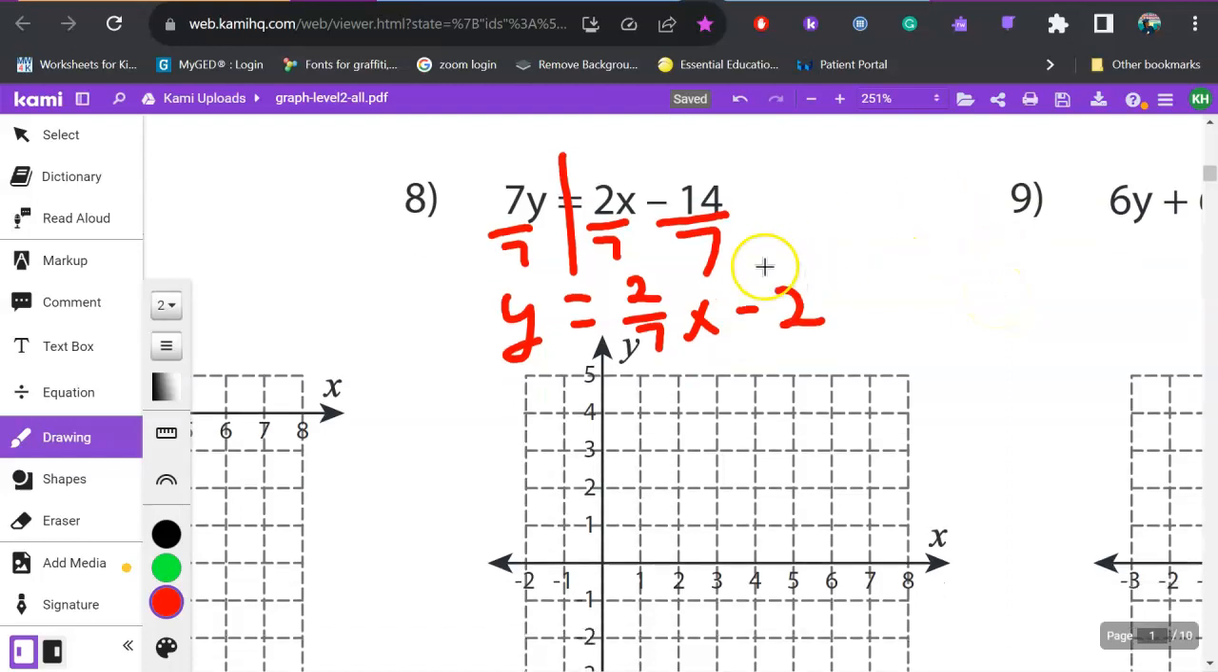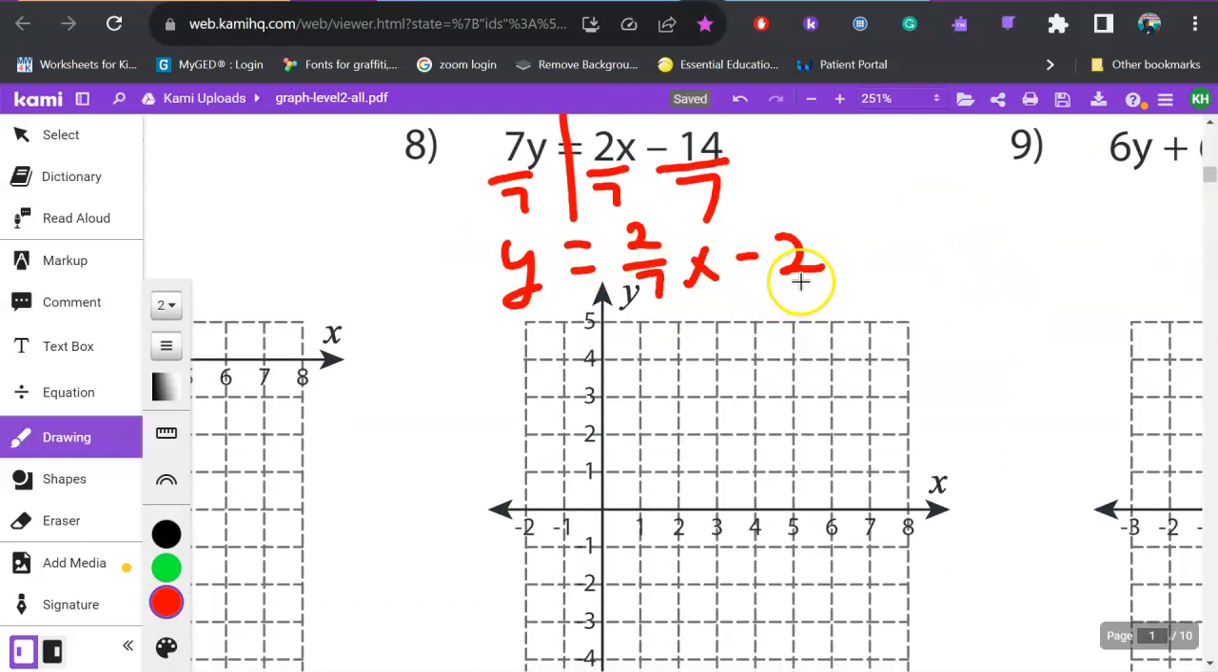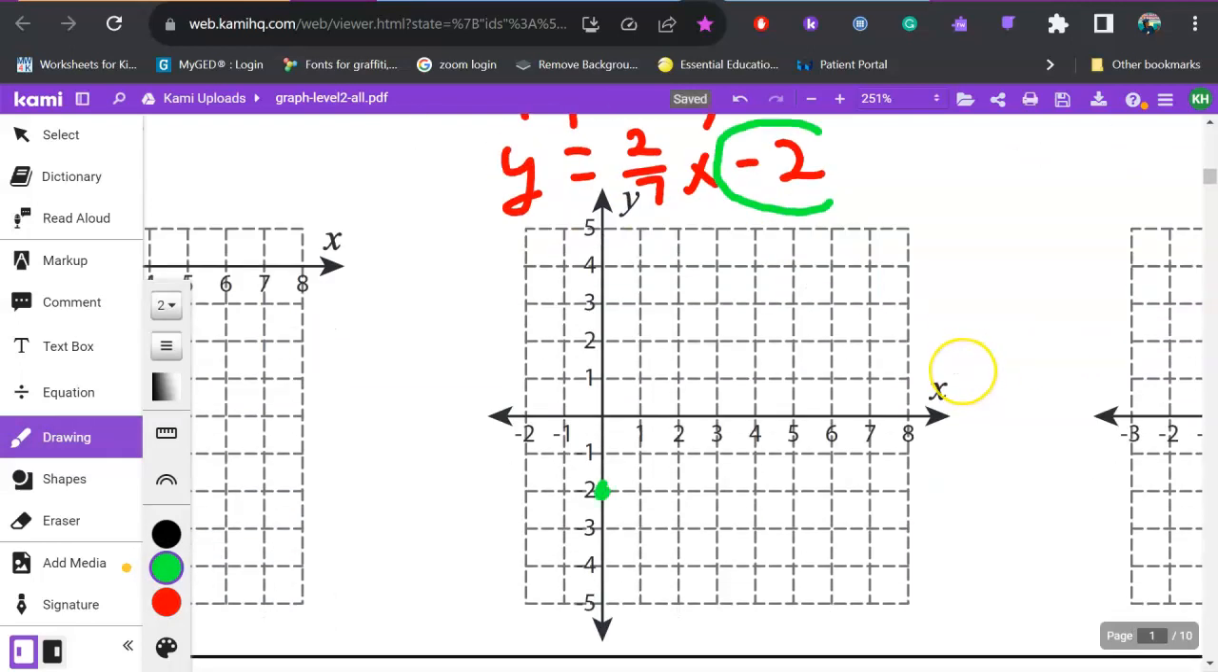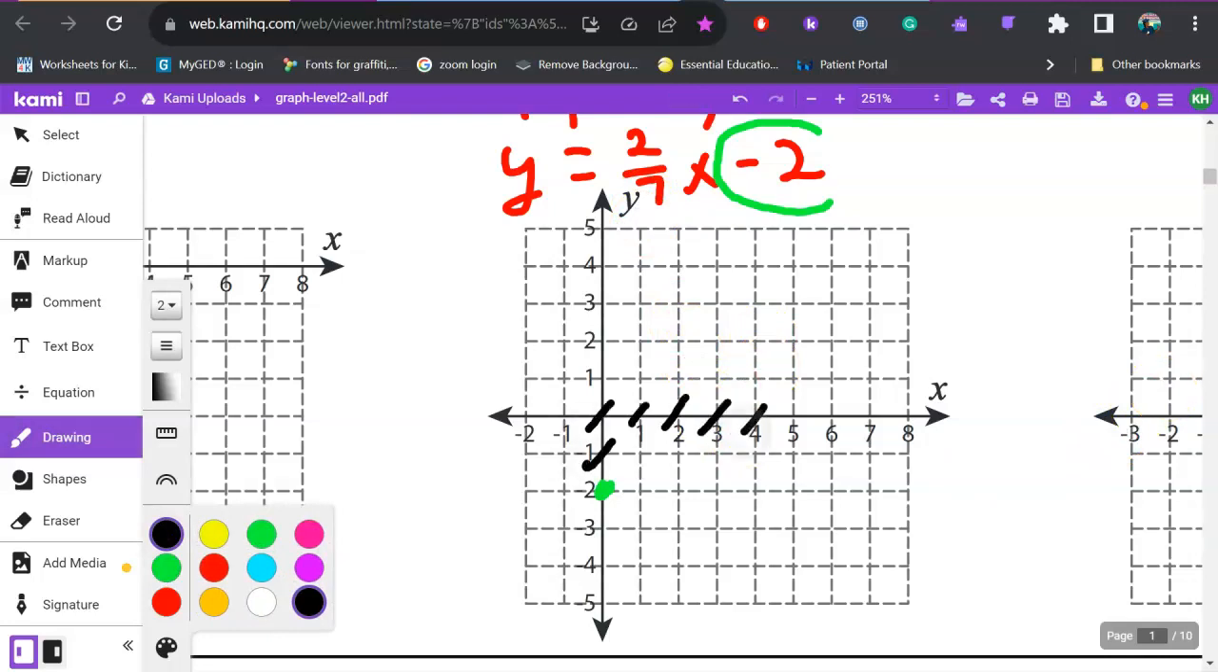Now that's what I can graph. This is what I can graph right here. You see you're going to start on the y-intercept. Your b is -2. So we'll start here at -2. And your rise over run is 2 over 7. So you're going to rise 2, 1, 2, run 7. 1, 2, 3, 4, 5, 6, and 7.